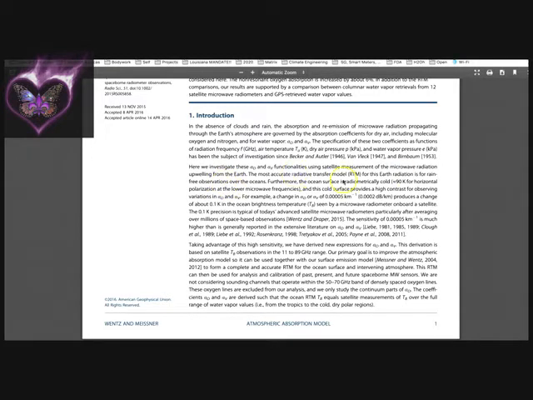Are you using microwaves to measure that microwave radiation? I mean, what? You're not saying solar radiation, you're saying microwave radiation upwelling from the Earth.